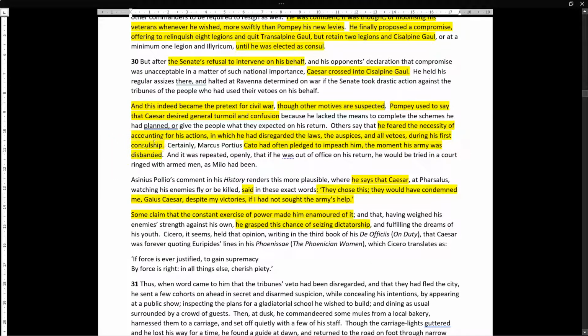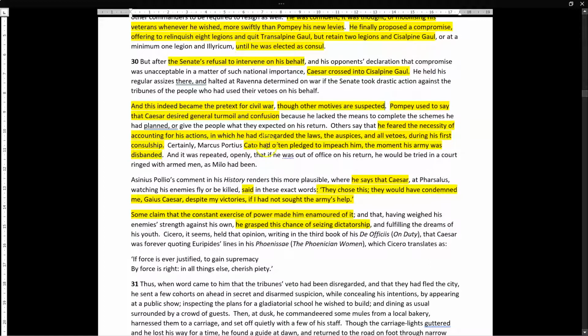So he's basically talking about the passing of the Lex Campania here, and the legal way that Caesar had done it. So if he does come back into Rome as a private citizen to run for the consulship, he could be prosecuted, and that is his fear. And Cato had often pledged to impeach him the moment his army was disbanded. So he knows he's kind of been backed into a corner here, which is why I always say the civil war is often portrayed as just Caesar's fault. It wasn't just his fault.